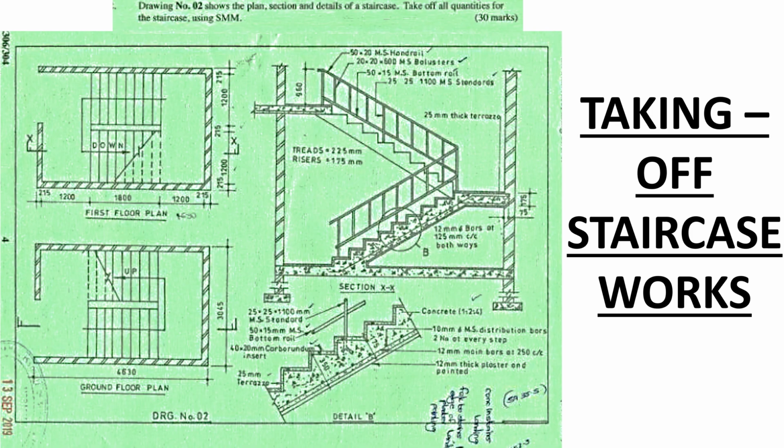So today we will kick off with starting to do taking off staircase work. You can see the question was using drawing number 2, which is shown down there. Drawing number 2 shows the plan, section, and details of a staircase. Take off all quantities for the staircase using SMM. Yes, the document that we use is SMM. There are those who are asking, what are we using to take off? We are using the Standard Method of Measurement, and for all the civil works we are using the CESMM.